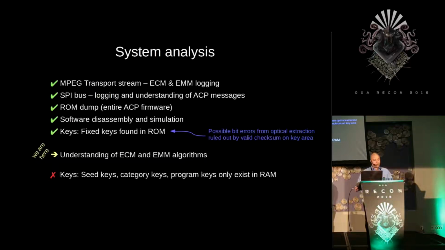There are some keys found in ROM, fixed keys, which never change. These are used when a channel goes into a free preview weekend or something of the sort. Any set-top box that has ever had any kind of authorization in the past is able to decrypt these channels that are encrypted using the fixed key mode. So now the focus is on understanding the ECM and EMM algorithms that are found in the ROM software. At this point, I'm still missing some important information from the ACP. All the seed keys, category keys, and program keys exist only in RAM, so decrypting any channels not on free preview isn't yet possible.